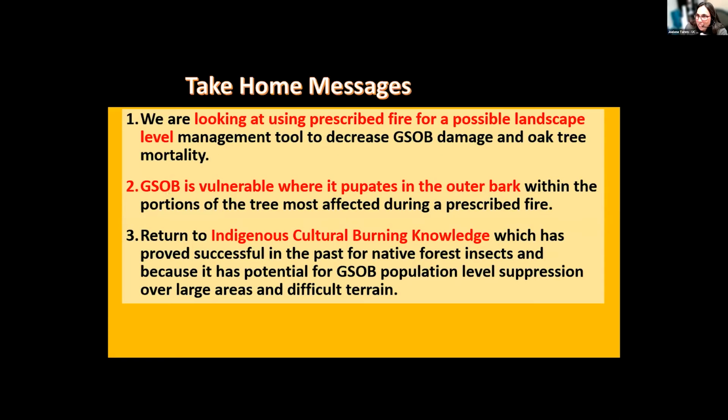The take-home messages are that we're using prescribed fire as a possible landscape-level management tool to decrease GSOB, and that GSOB is vulnerable where it pupates in the outer bark, within the portions of the tree most affected during a prescribed fire. A return to cultural burning knowledge, which has proved successful in the past for native forest insects, has potential for GSOB population-level suppression over large areas of difficult terrain.